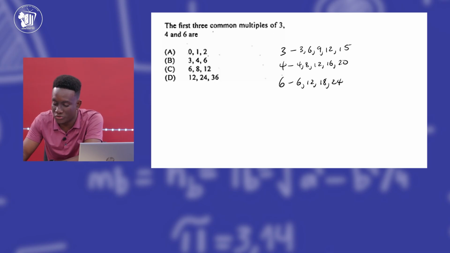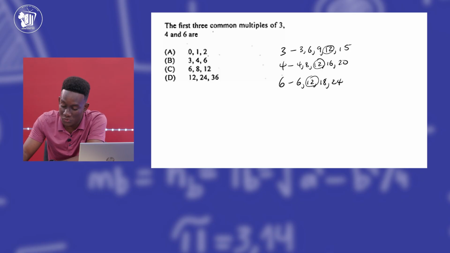They want the first 3 common multiples. Let's see which one is the first one in common. We see 8, we see 9, we see 12. All of them have 12, so we start off with 12. The only option here with 12 as the first answer is D. So the answer by virtue of common sense would be D.